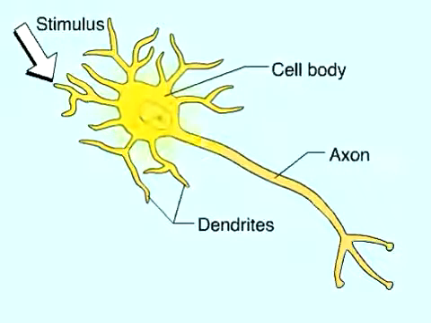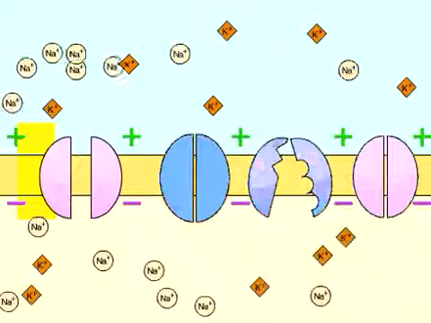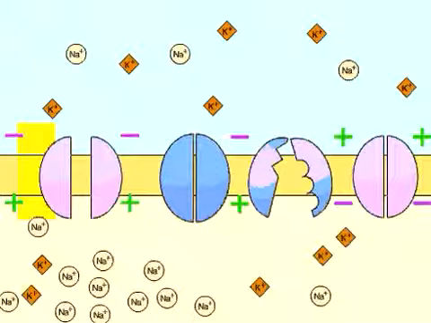How does the action potential move along the axon? Voltage-gated channels in the membrane open and close depending on voltage changes across the membrane. When no nerve signals are being transmitted, these channels are closed. A stimulus causes voltage-gated sodium channels to open, and sodium ions rush into the cell. The cell becomes positive on the inside and negative on the outside.